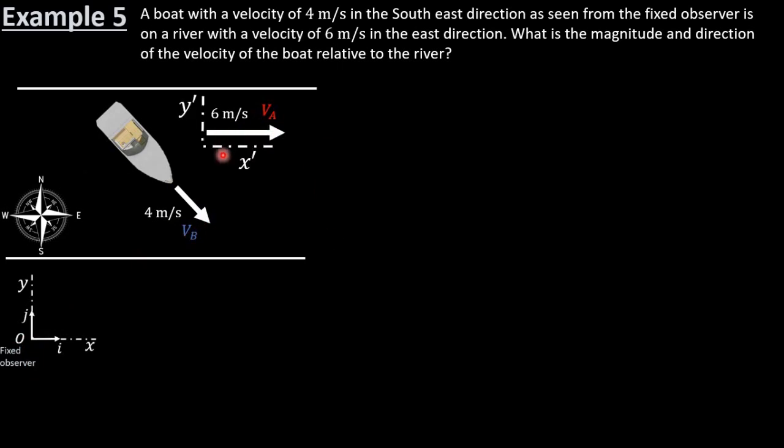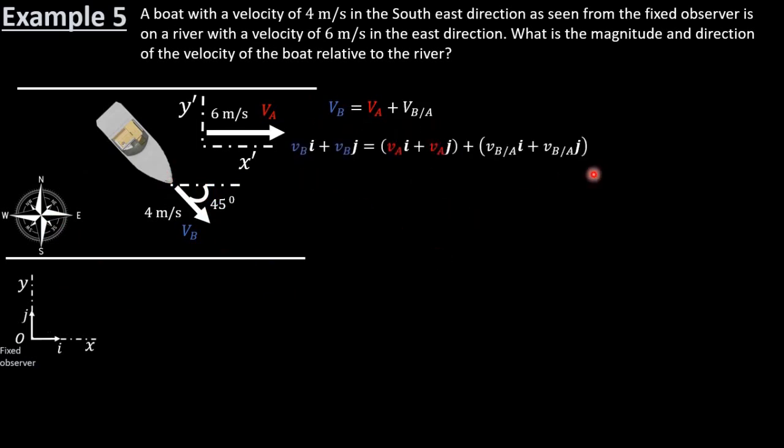And we attach our translating coordinate axis onto the river, because we're trying to find the velocity of the boat relative to the river. And if we draw a horizontal line here, we know that the angle between that horizontal line and the velocity vector for boat B is going to be 45 degrees because it's moving in the southeastern direction. So there's our relative velocity equation.